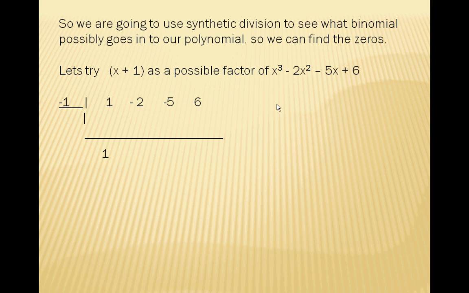Negative 1 times 1 will give us a negative 1, and we add in synthetic division. Negative 2 plus negative 1 will give us a negative 3. Negative 1 times negative 3 gives us a positive 3. Negative 5 plus 3 gives us a negative 2. Negative 1 times negative 2 will give us a positive 2, and we add that, we get an 8.